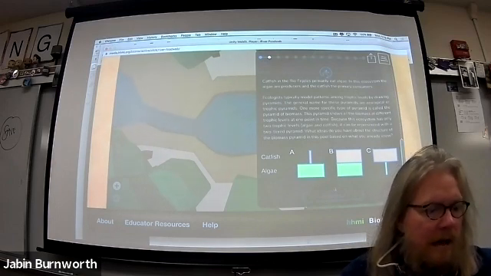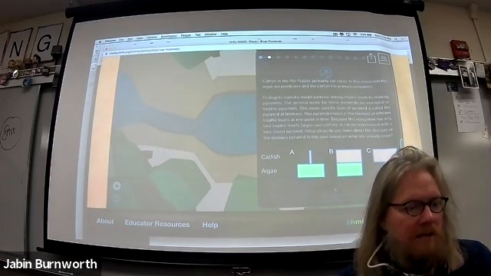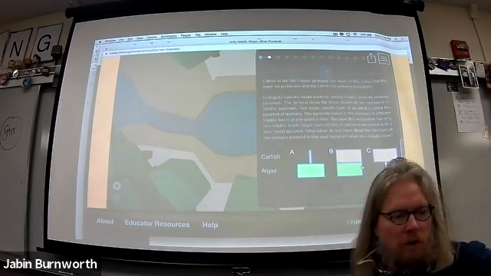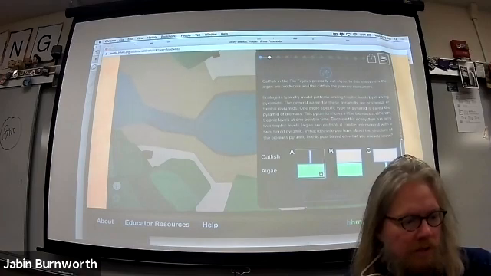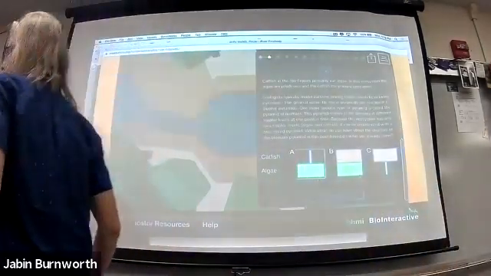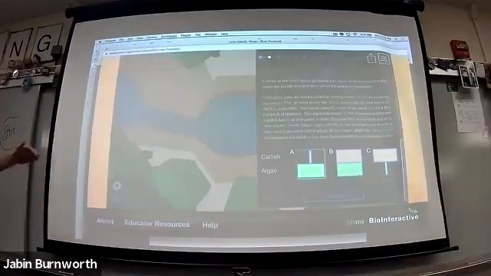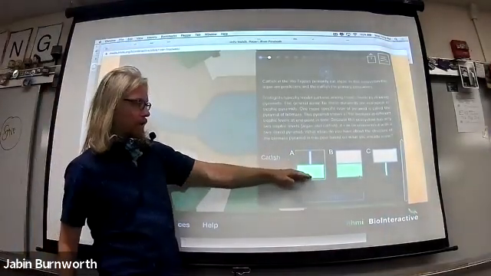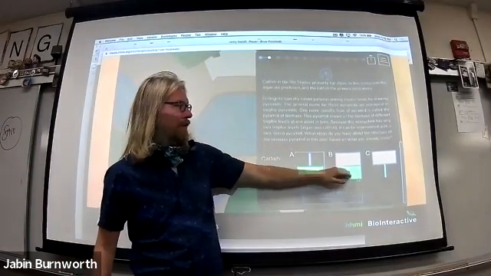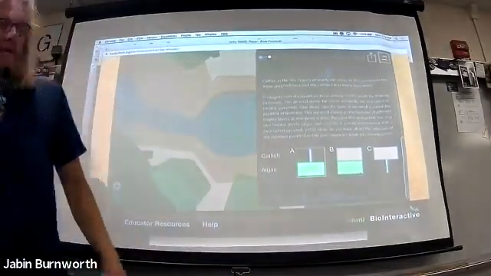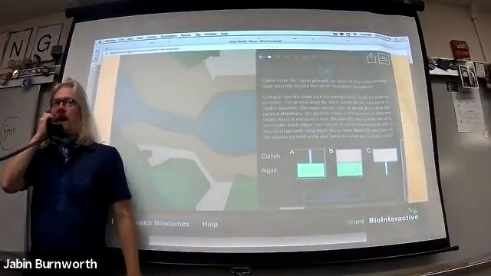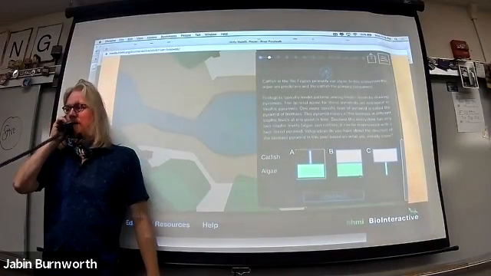What ideas do you have about the structure of the biomass in this pool based on what you have already known? You are going to pick one of the pyramids that you think it is. Is it going to look more like A, where there's more algae and less catfish? Is it going to be equal catfish and algae, or is there going to be a lot more catfish and less algae?